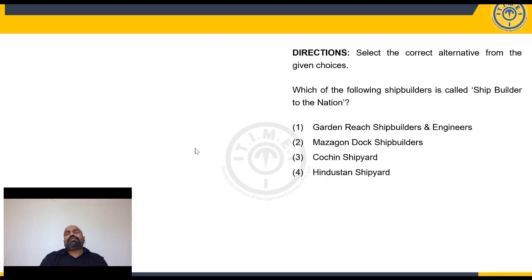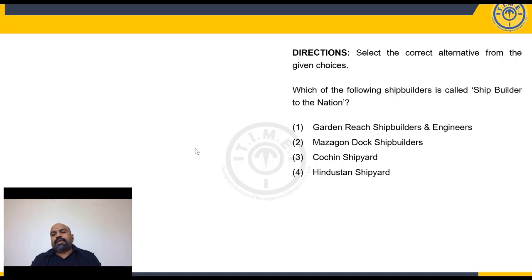Next, 9th, Ennore, E-N-N-O-R-E. This is about 34 kilometers north of Chennai. Tamil Nadu, now called Kamarajar, K-A-M-A-R-A-J-A-R.